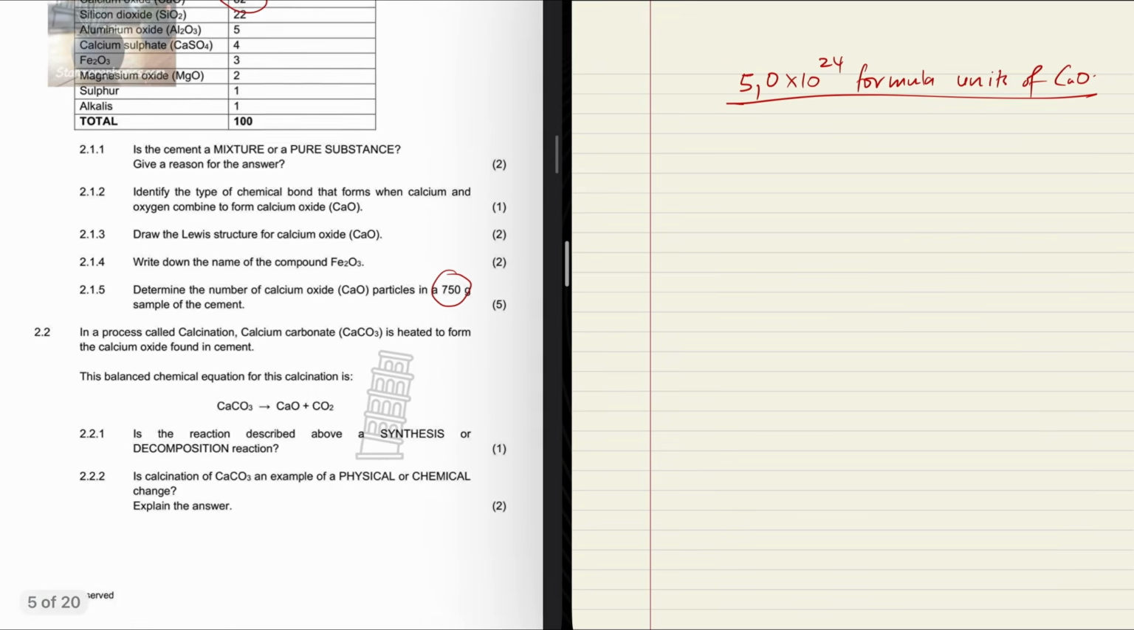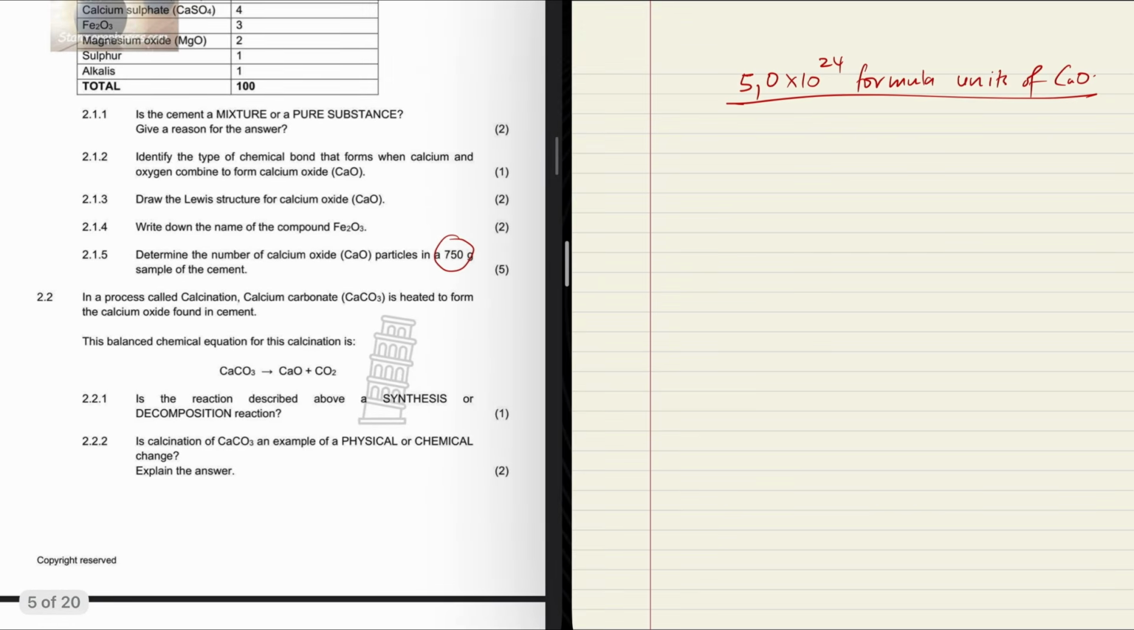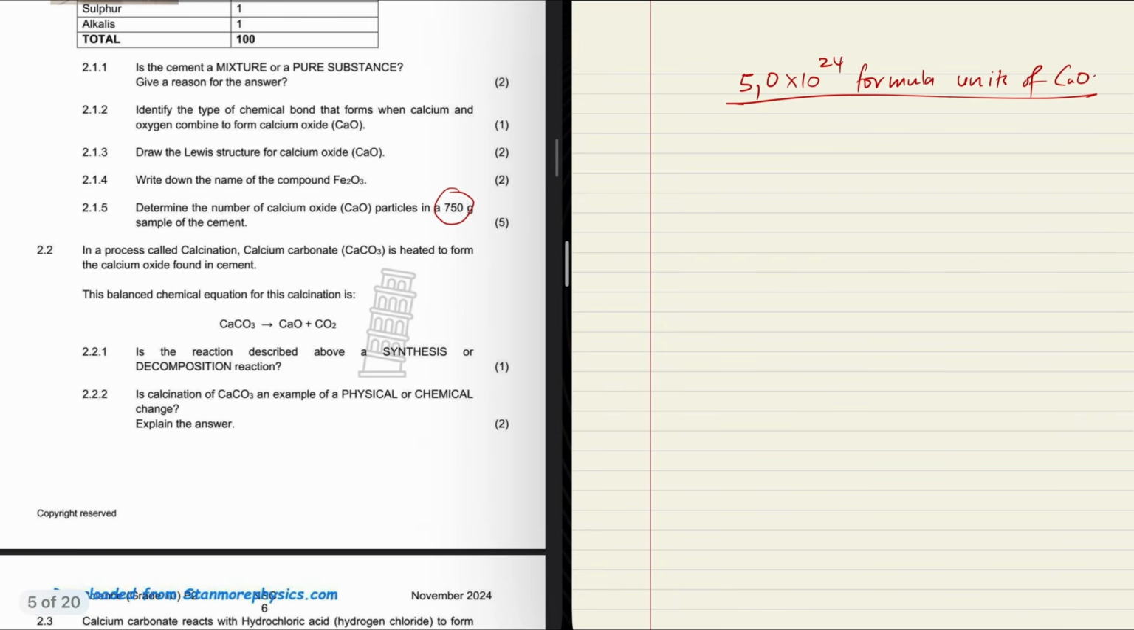Okay, question 2.2. In a process called calcination, calcium carbonate, CaCO3, is heated to form the calcium oxide found in cement. The balanced chemical equation is given. So is this a synthesis or decomposition reaction? This is going to be a decomposition reaction, for the simple reason that you have one thing that's breaking and becoming more than one. You have actually two things here.